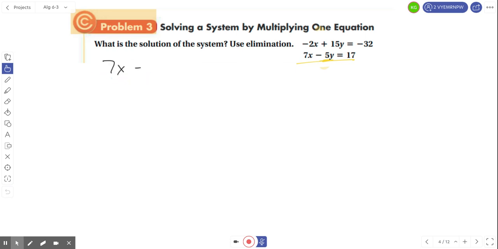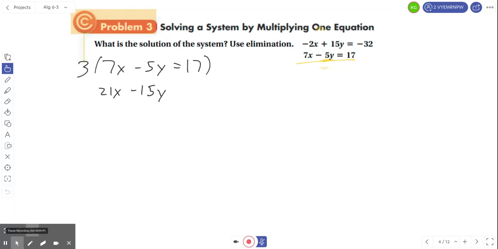7x minus 5y equals 17. And you multiply everything in there. So the whole thing multiplied by 3. I'm multiplying that 3 by every single thing there. So 3 times 7 is 21x. 3 times negative 5 is negative 15y. And 3 times 17 is 51.